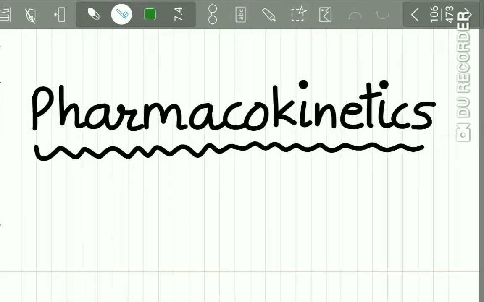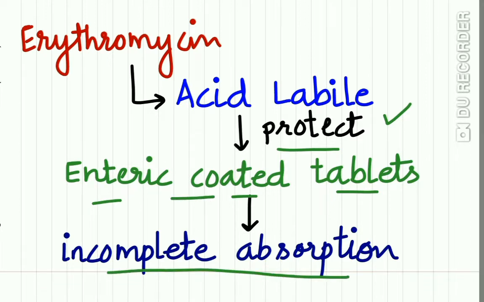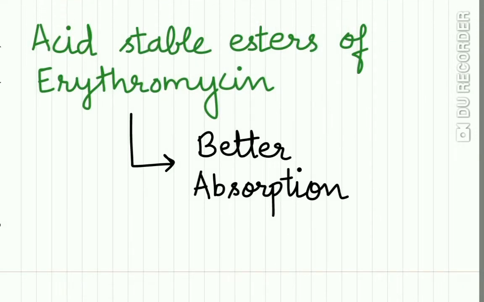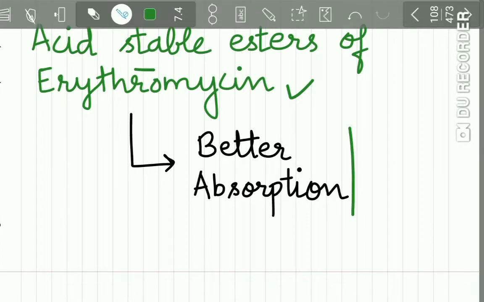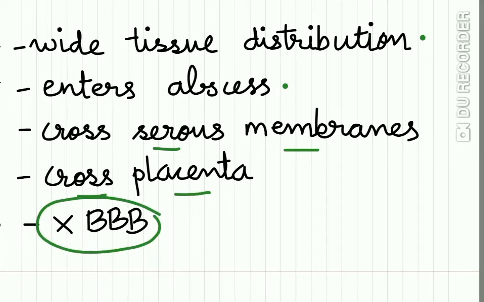Now the pharmacokinetics of erythromycin. Erythromycin is acid labile. So to protect it from the gastric acid, it is provided as enteric coated tablets. But because of this enteric coat, there is incomplete absorption of the drug. Acid stable esters of erythromycin have been shown to have better absorption. There is wide tissue distribution of the drug. The drug has the capacity to enter into abscesses, cross the serous membranes, cross the placenta, but it cannot cross the blood-brain barrier.